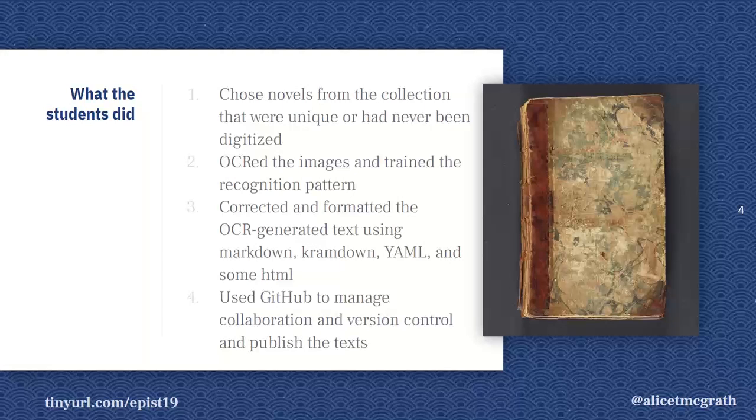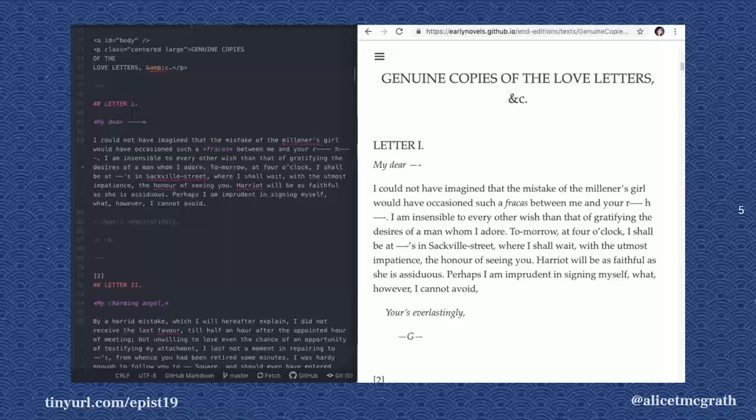Okay, so what the students did, they were involved with choosing novels from the set of novels that were being digitized that they wanted to create text for. They were involved with OCRing the images, using optical character recognition to get texts. They were also involved with correcting the OCR-generated text and formatting it using Markdown, Kramdown, YAML, and some HTML. So that sounds like a lot, but most of it was very lightweight.